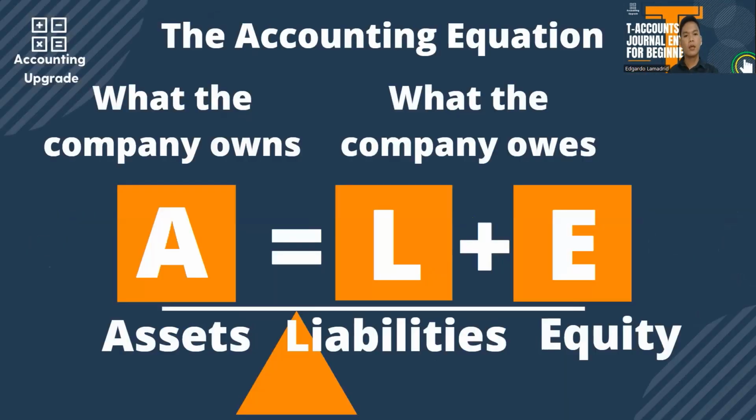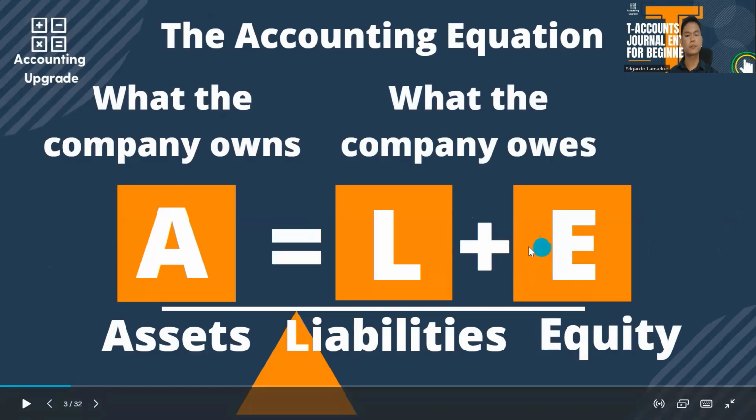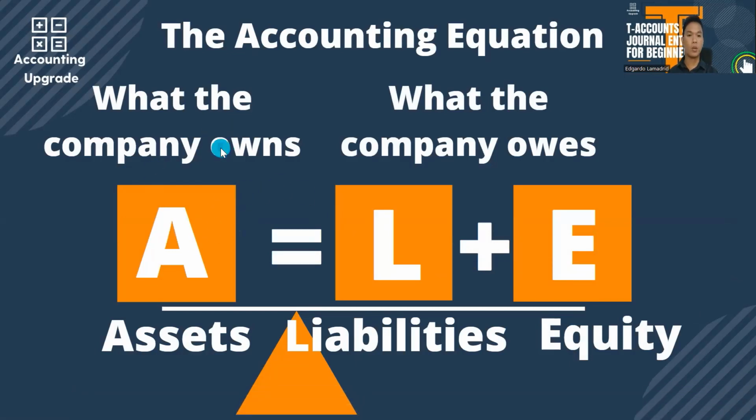Alright, let's go back to the accounting equation. So as you remember, the accounting equation works like this. The accounting equation is: assets equals liabilities plus equity. So assets are what the company owns, while the liabilities and equity are what the company owes.